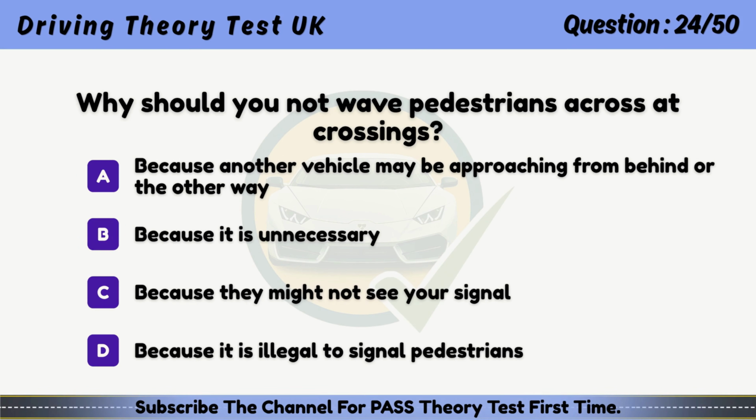Question 24. Why should you not wave pedestrians across at crossings? Option A. Because another vehicle may be approaching from behind or the other way. B. Because it is unnecessary. C. Because they might not see your signal. D. Because it is illegal to signal pedestrians.